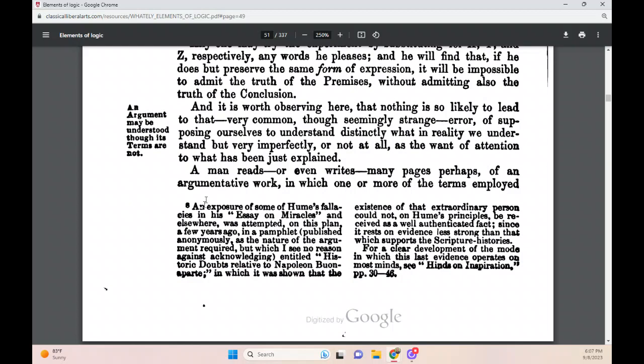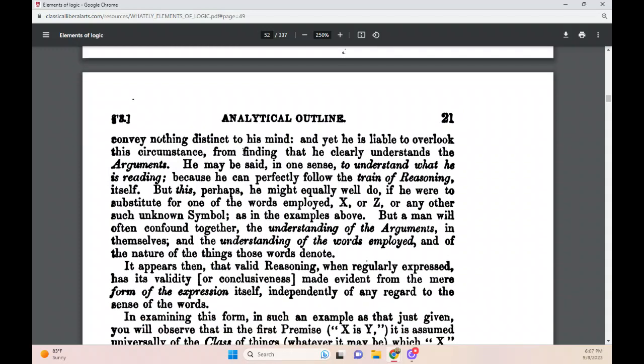Let's keep going here. A man reads or even writes many pages of an argumentative work in which one or more of the terms employed convey nothing distinct to his mind. Yet he is liable to overlook this circumstance from finding that he clearly understands the arguments. He may not understand the content, but he understands the arguments.